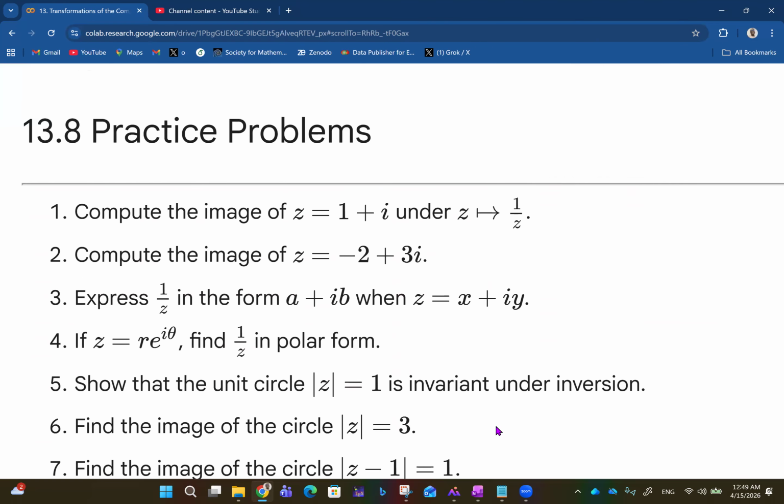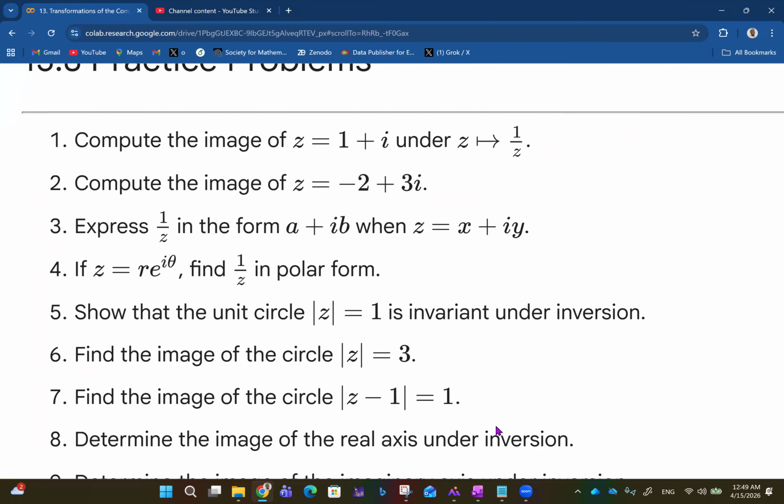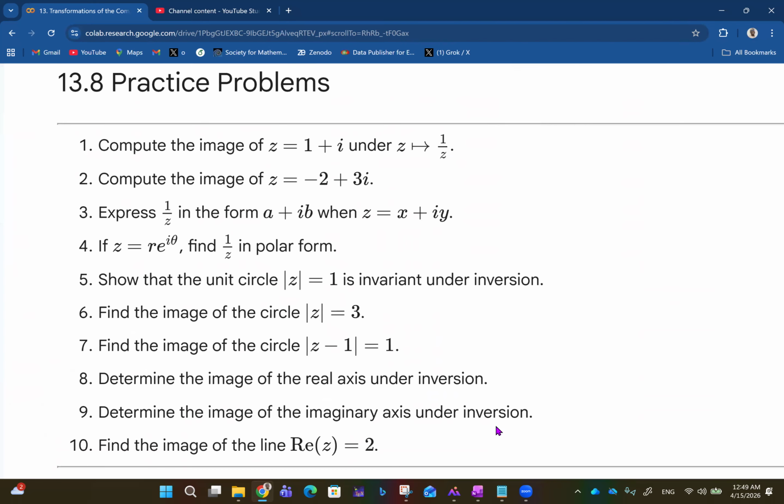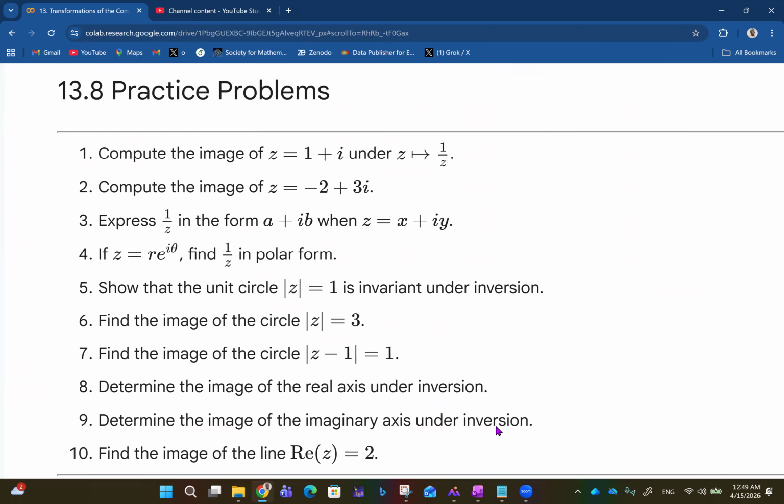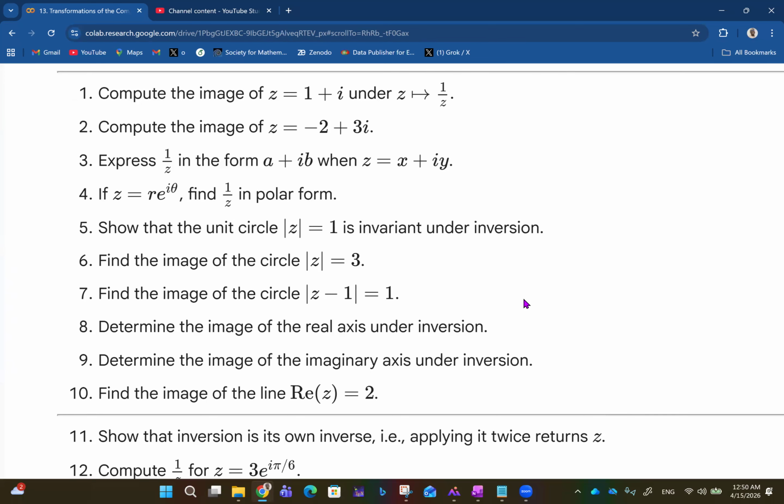So now we have our usual 20 questions. We see the first 10 and deal with them. Of the first 10, I'll be answering question 5: show that the unit circle, absolute value of z, is invariant under inversion. That means that it is mapped to itself. It feels like too cheap, but it's okay, we'll just go with it. I thought it was going to be challenging.